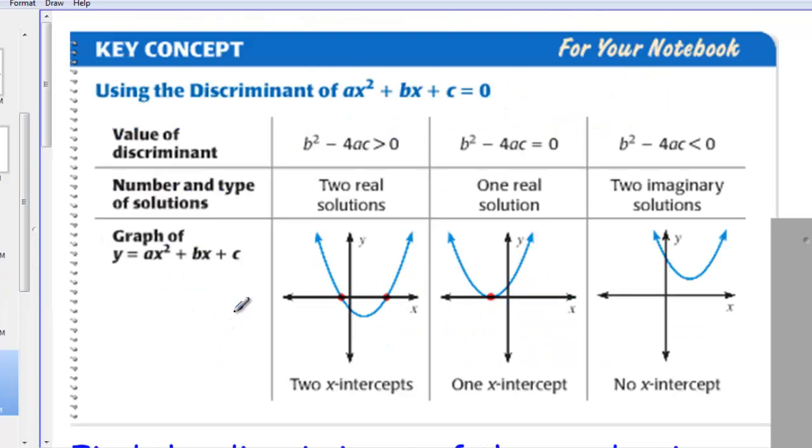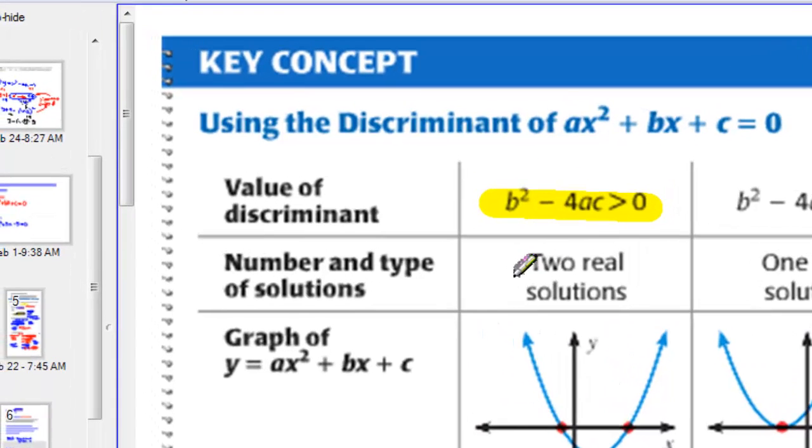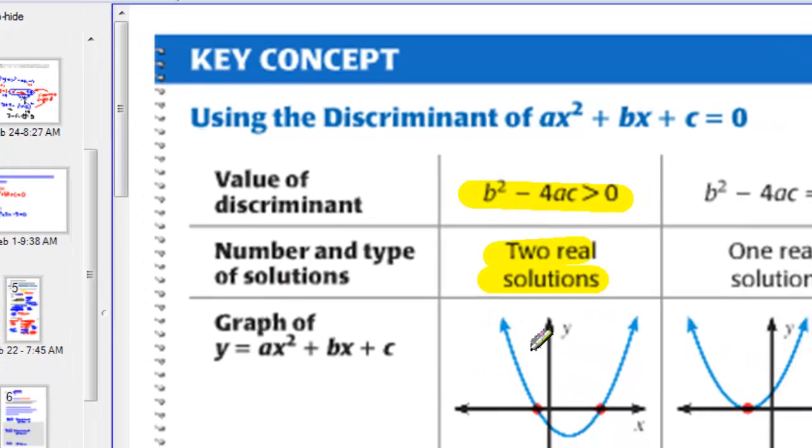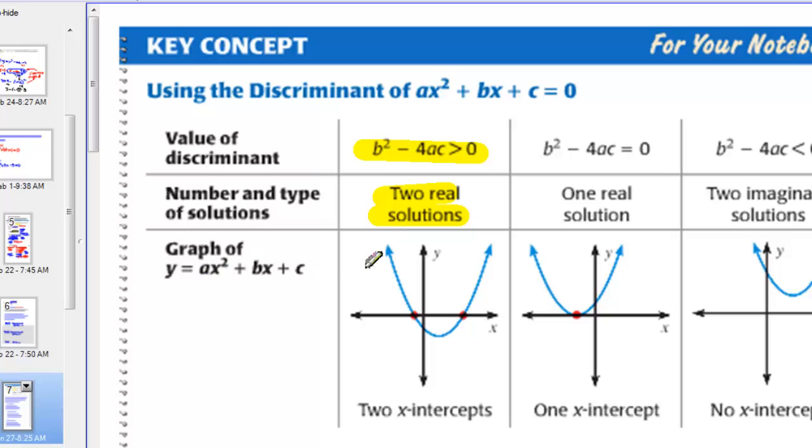Okay, so let's talk about how this ties in with the graph. If your discriminant is greater than 0, we said we would have two real solutions. And that means if we were going to graph the quadratic equation, y equals ax squared plus bx plus c, that graph would be a parabola opening up or down, but the point is it would have two x-intercepts. It would be crossing through the x-axis in two spots. All right, and what about if our quadratic equation's discriminant was 0? Well, then we said we would have only one real solution, and that means if we were going to graph our quadratic equation, it would only have one x-intercept.